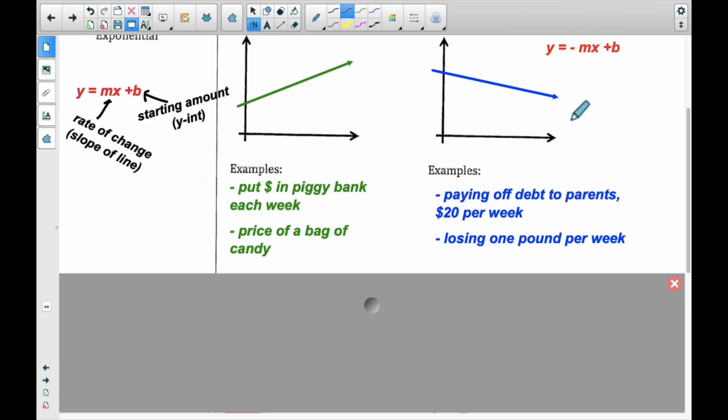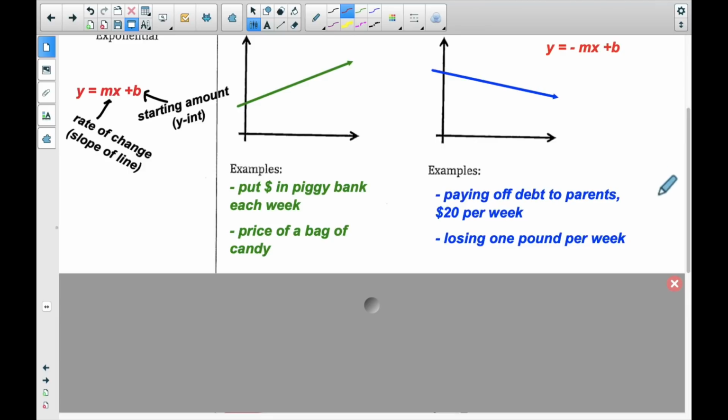Or let's say you're going to lose weight. You need to participate in a sport, whatever, and your coach says you need to lose some weight. If you are losing 1 pound per week, then again, your graph of your weight would look something like this, going down 1, down 1, down 1, down 1.